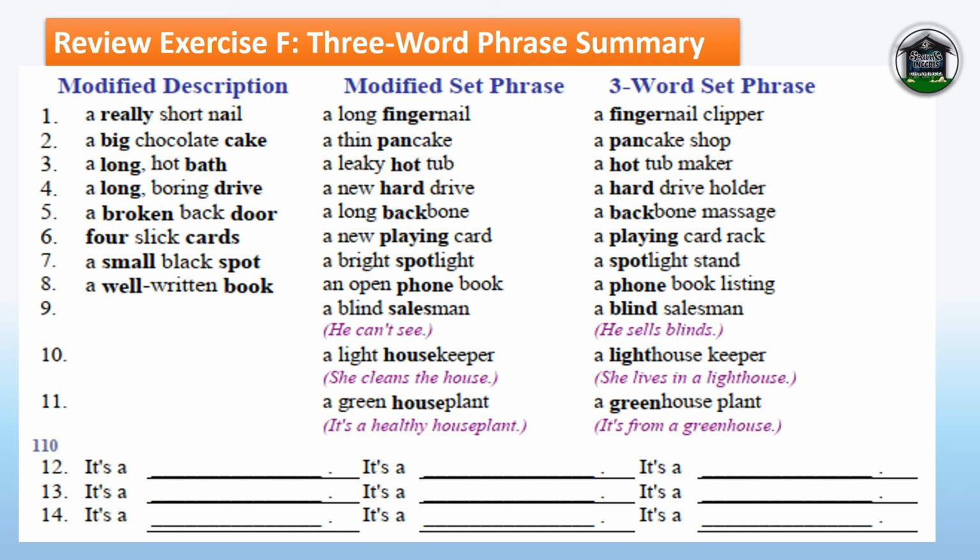5. A broken back door. A long backbone. A backbone massage. 6. 4 slick cards. A new playing card. A playing card rack. 7. A small black spot. A bright spotlight. A spotlight stand. 8. A well-written book. An open phone book. A phone book listing. 9. A blind salesman. A blind salesman. 10. A light housekeeper. A lighthouse keeper. 11. A green house plant. A greenhouse plant.